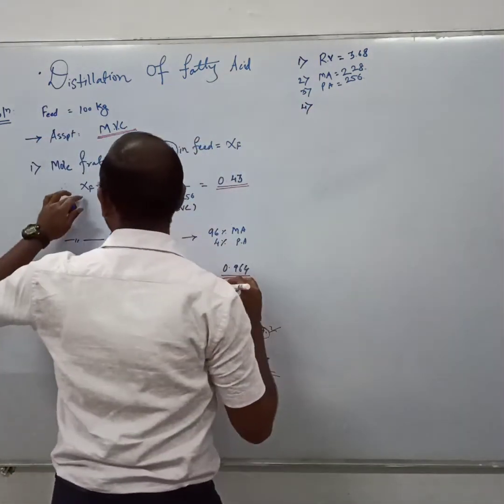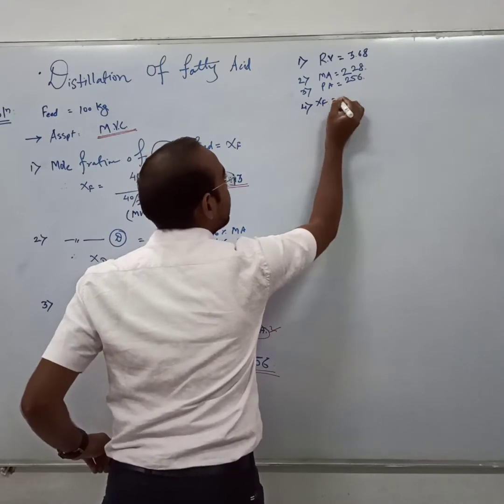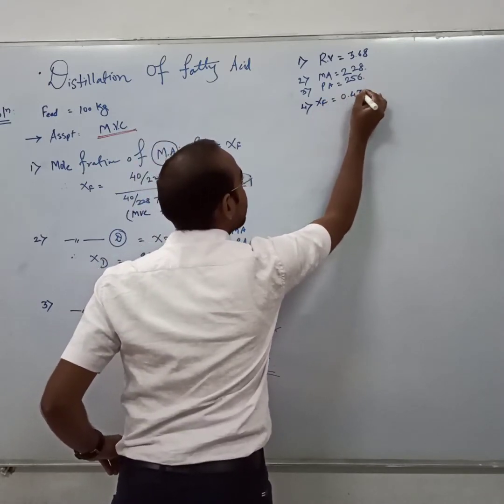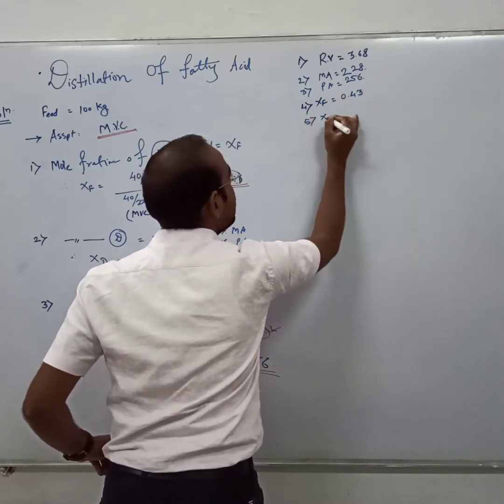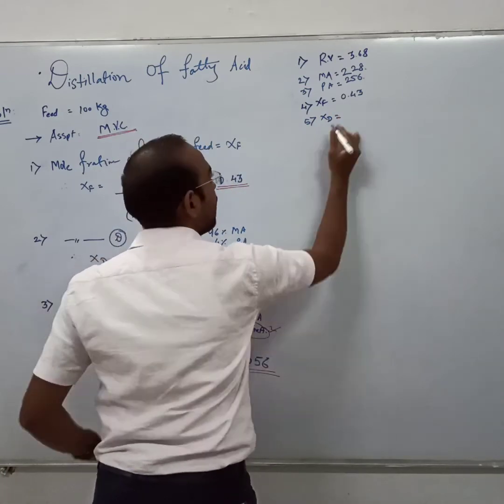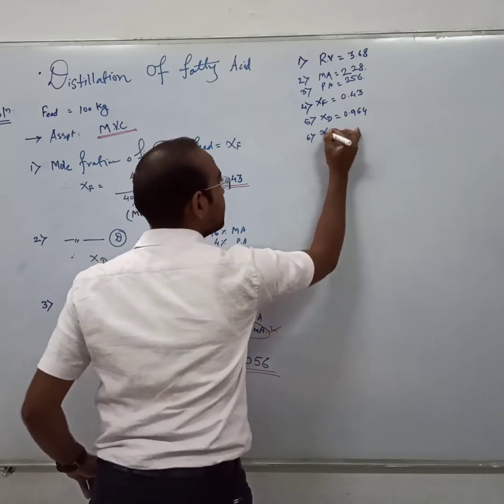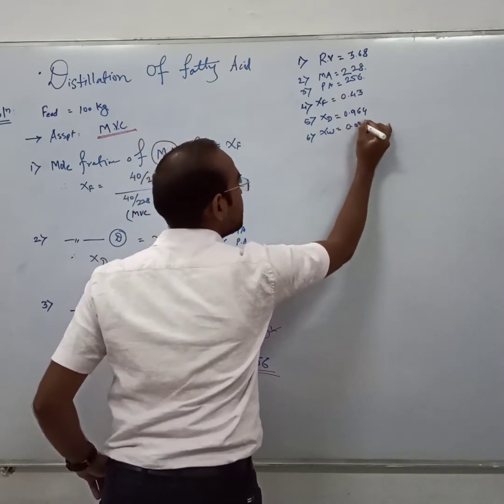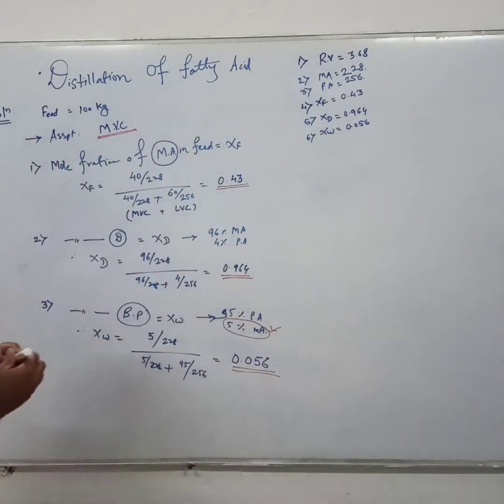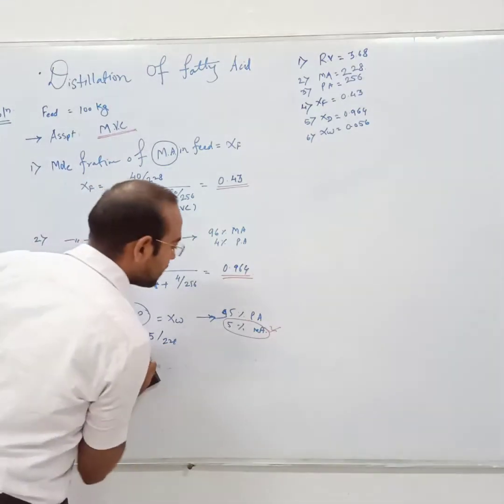Fourth thing, we are getting XF, that is 0.43. Then XD is 0.964. Then XW is 0.056. Let's move on to the next part of our numerical.